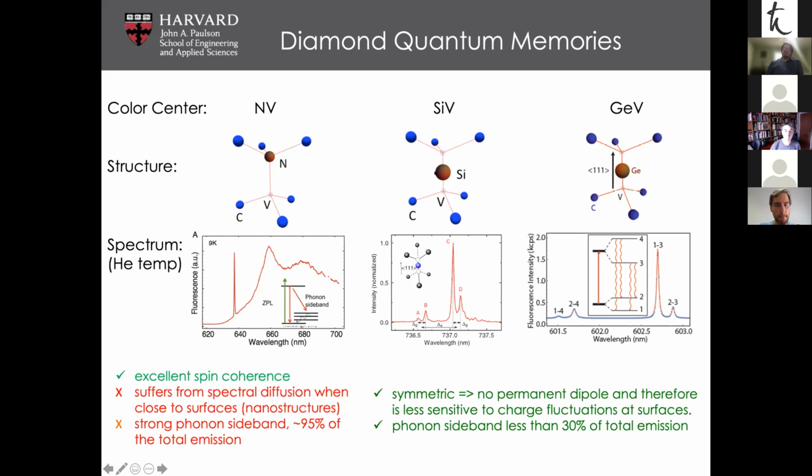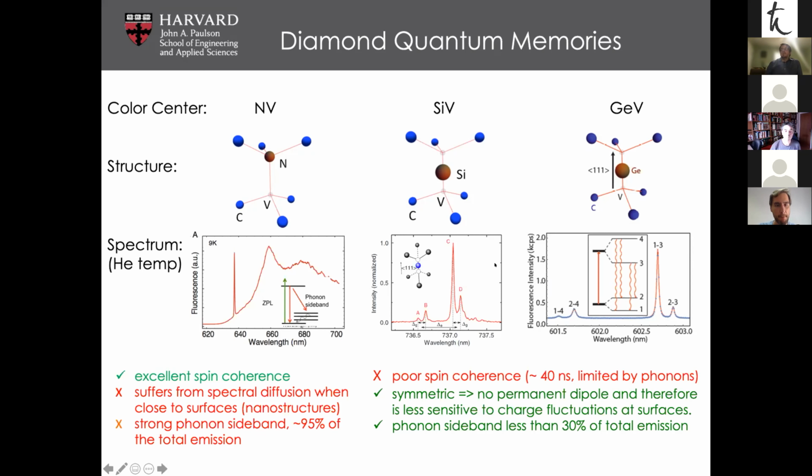So these guys are much, much more robust and more stable in nanostructure, which is great. Unfortunately, due to very strong spin orbit coupling, these actually suffer from decoherence processes that are driven by phonons. So even at 4 Kelvin, phonons drive orbital transitions that then impact spin coherence negatively.